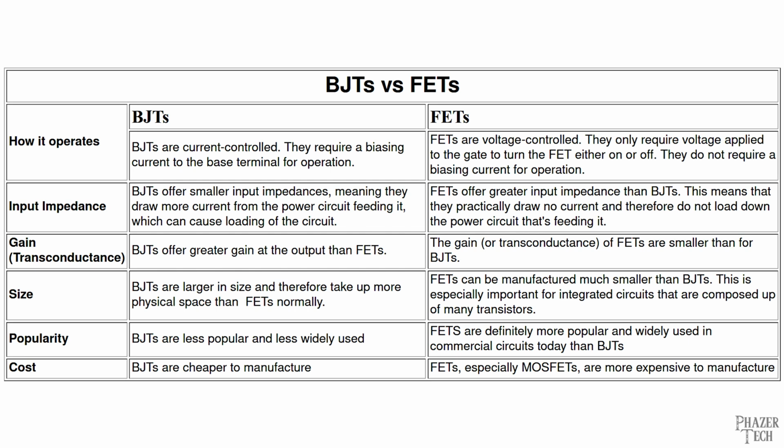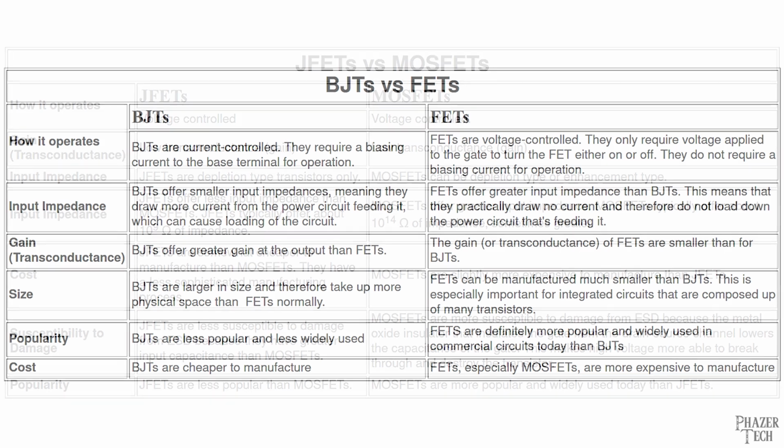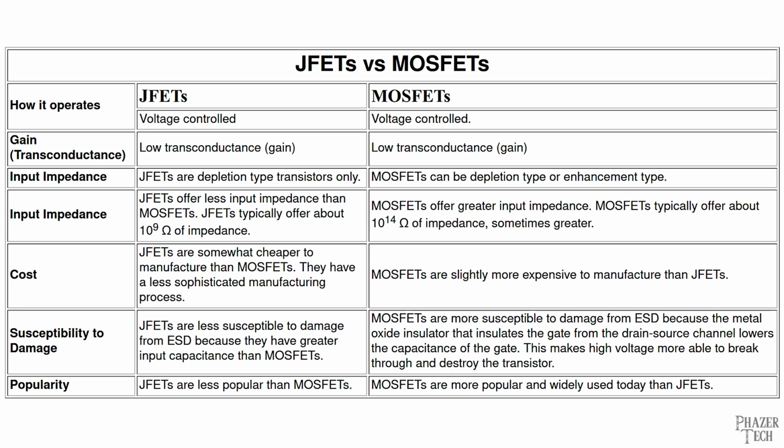Another major difference is that BJTs are current-controlled devices, while FETs are voltage-controlled. So the way they operate is very different from each other, and circuits need to be specifically designed for one or the other. The two most common types of FETs are JFETs and MOSFETs. JFETs have better properties for low noise environments, so they're commonly found in audio applications. However, JFETs are more expensive to produce than MOSFETs, and with the exception of noise, MOSFETs have better properties for most applications, which is why MOSFETs are more common than JFETs.